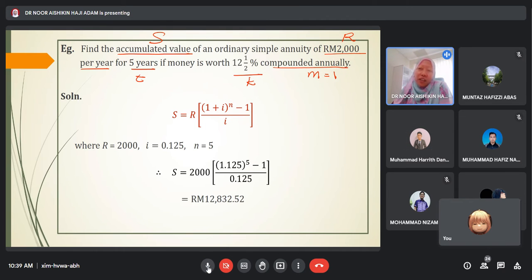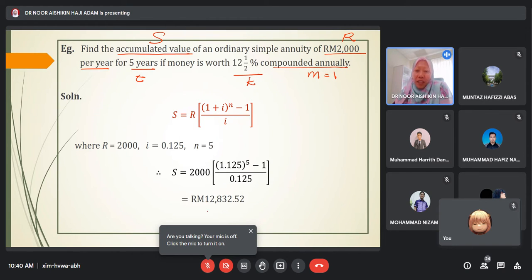Okay, Doktor. If we look at it roughly without involving interest, you put in 2,000 ringgit per year for 5 years. So that's just 2,000 times 5, isn't it? Or 10,000 ringgit. That's if there's no interest. But because interest is at 12.5% compounded annually, your money becomes 12,832 ringgit and 52 cents. Any question? No. Clear, eh?